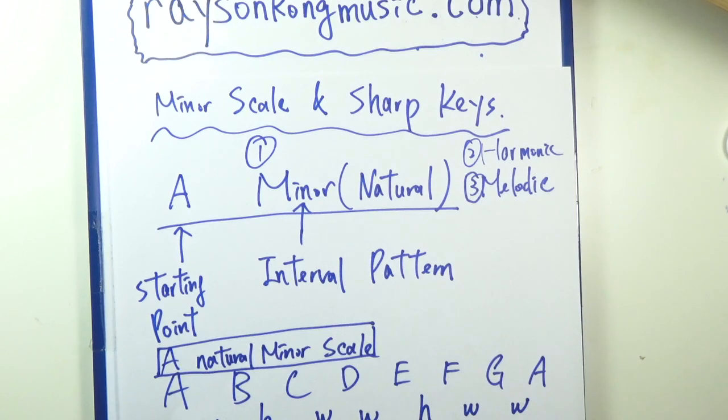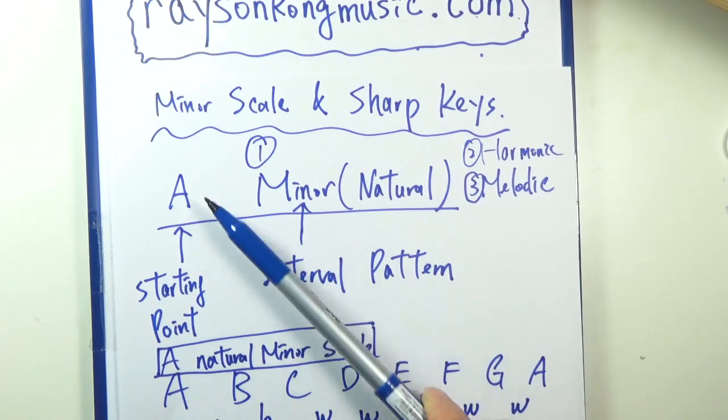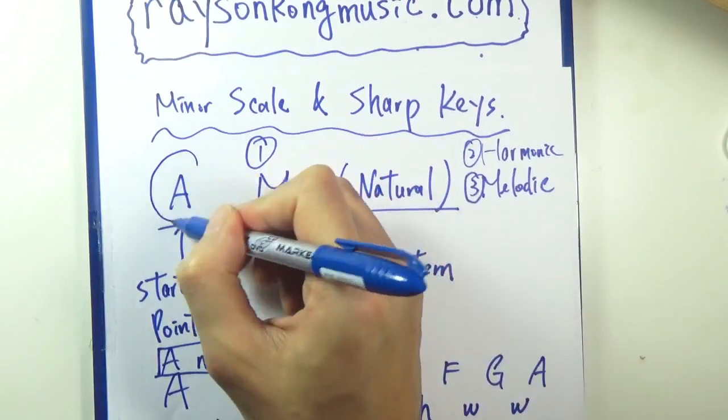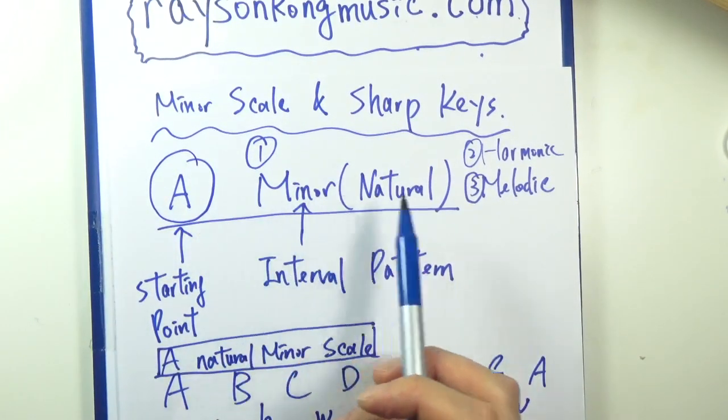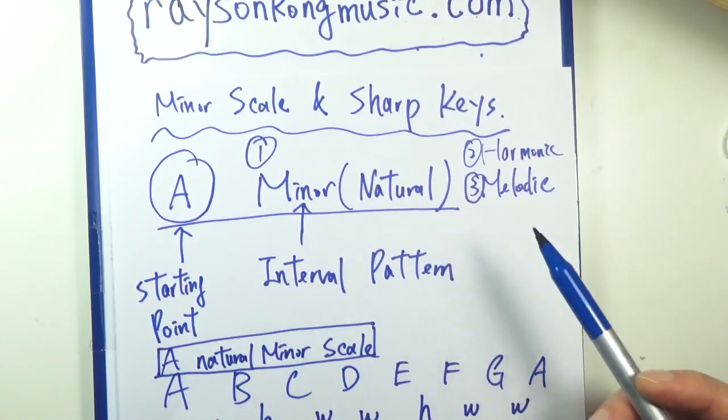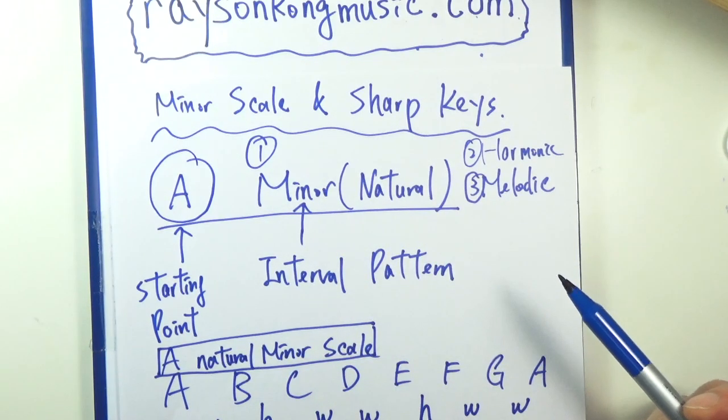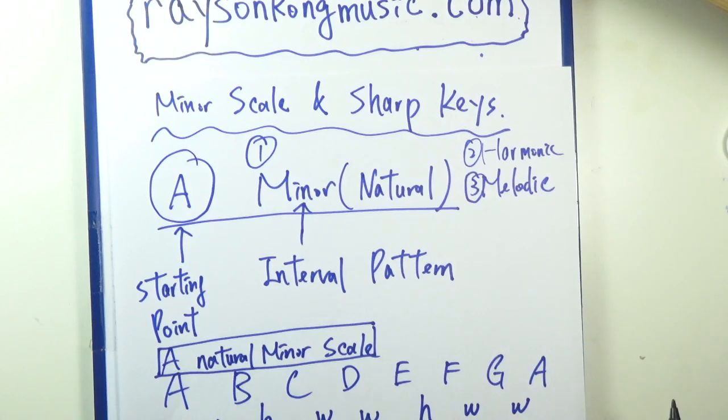All right, so for example, when we're talking about a particular natural minor scale, say A natural minor scale, again, we're talking about two things. The letter here is really referring to a starting point, so we're starting on A. And natural minor really means a particular interval pattern that we have to construct using 7 notes.